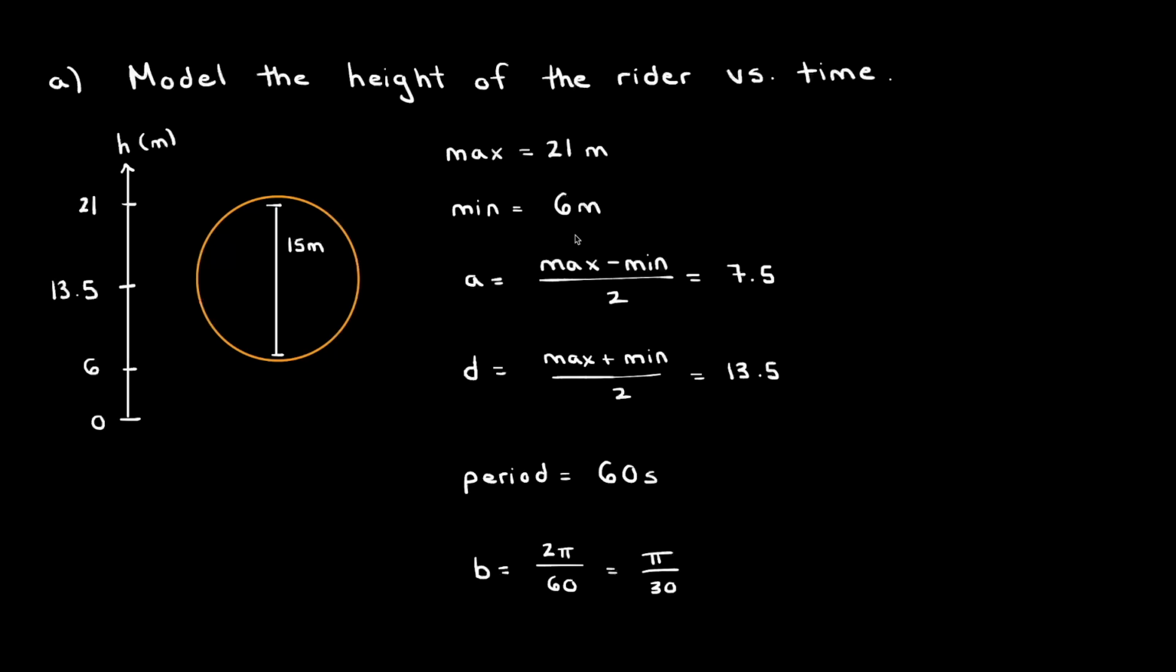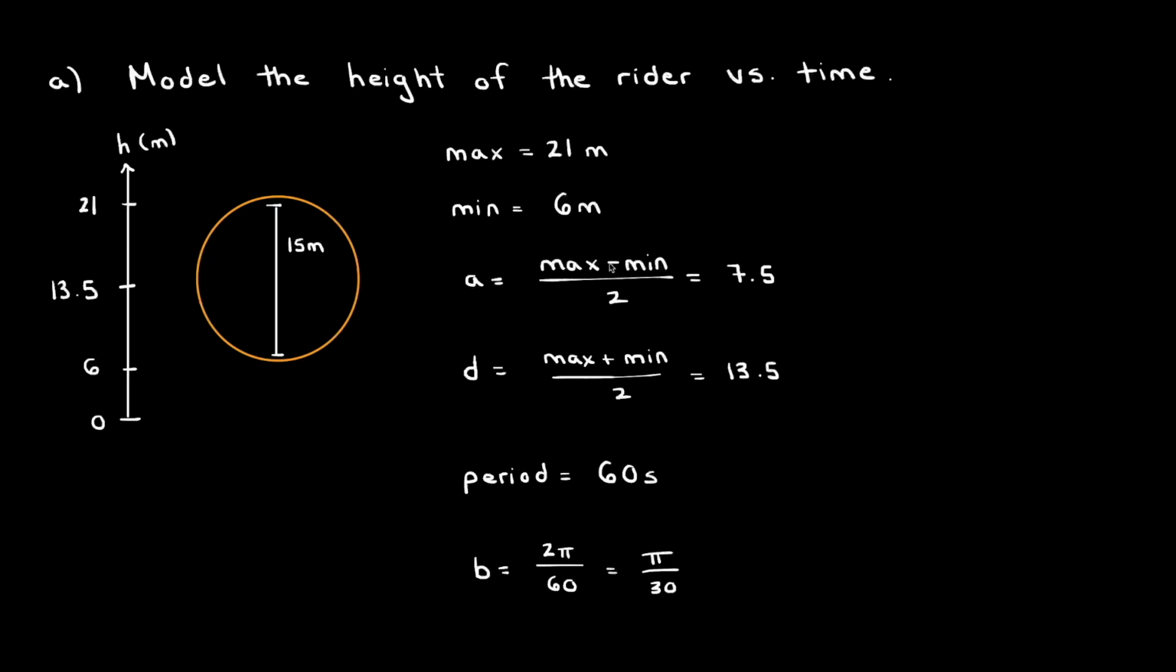The minimum point is 6 meters. And so now we can find the A value, which is the amplitude, and we can also find the D value, which is the equation of axis or the midline. And the formulas for this are just max minus min divided by 2 and max plus min divided by 2, right? The equation of axis is just the average of the max and min, right? It's the value that lies in the middle of the max and min, so it's just a simple average.